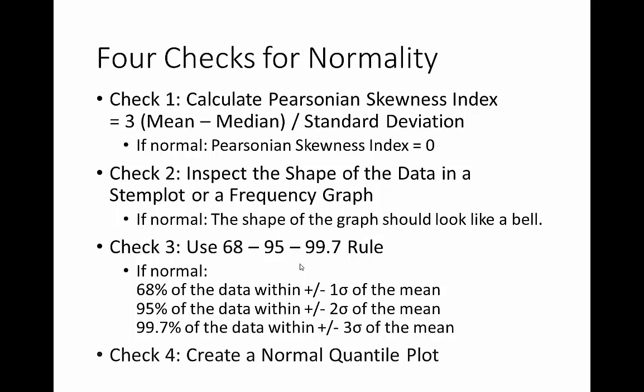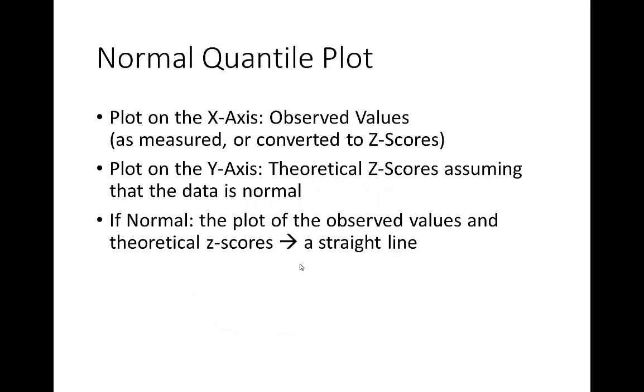And our final check is to create a normal quantile plot. So our question is, what is that plot? It's a plot where we have the observed values as we've measured it, or as we've collected the data, or as we've converted it to a z-score. We're going to put those on our x-axis. And then on our y-axis, we put the theoretical z-scores, assuming that our data is normal. And if it's normal, the plot of our observed values and our theoretical z-scores should plot into a straight line. So we'll calculate and show how we can develop this through Excel.